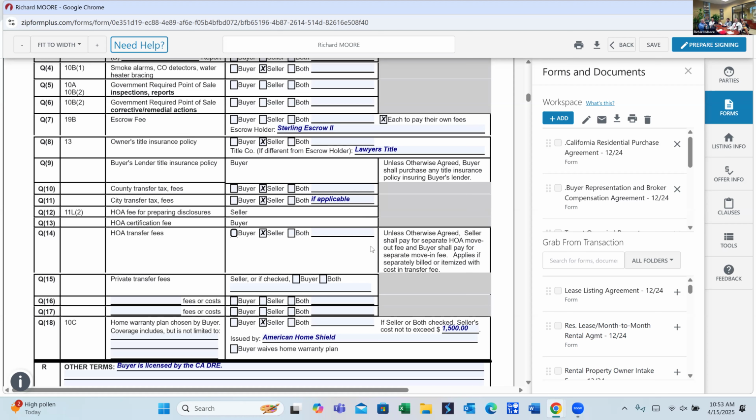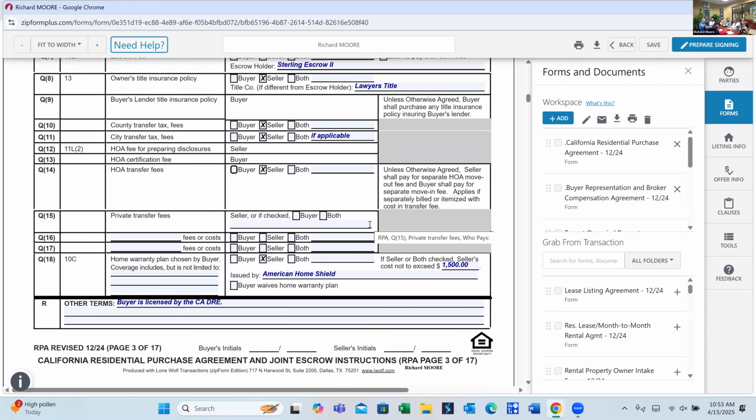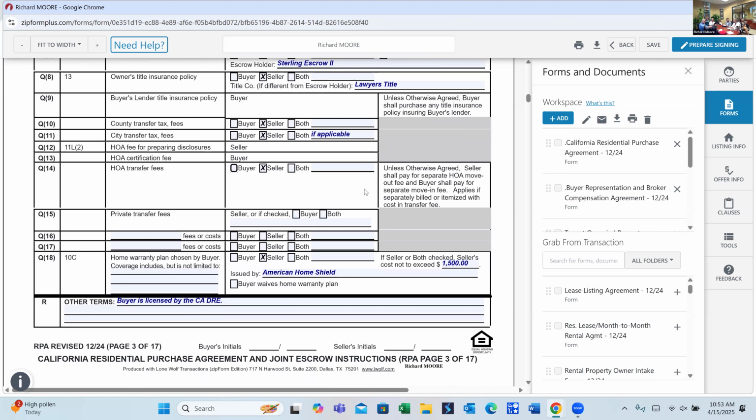Q14, HOA transfer fees, that is negotiable. It's customary that the seller pay. Private transfer fees, you can see the default is that the seller pays, and the only private transfer fees I'm aware of in Orange County is the Baryl Inch, or something like that. Q16, Q17, if there's anything else that you want to put in there.